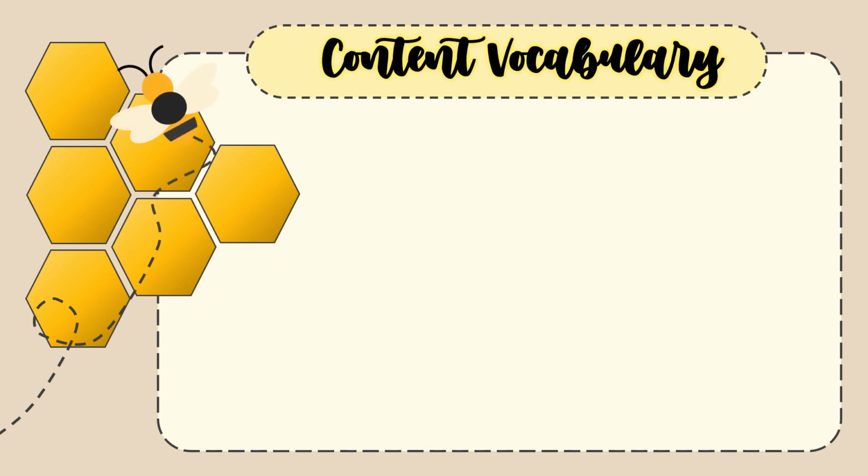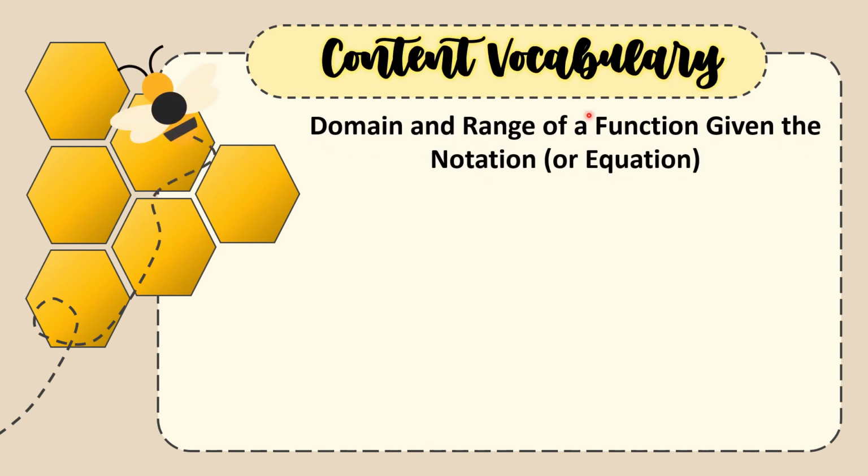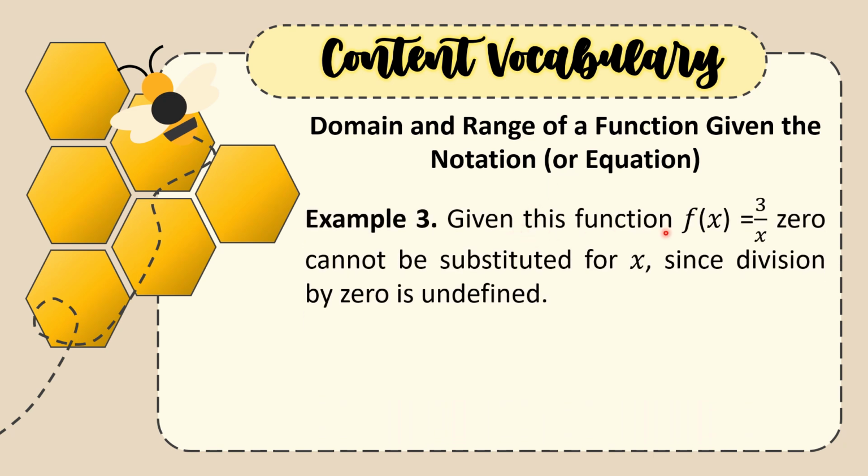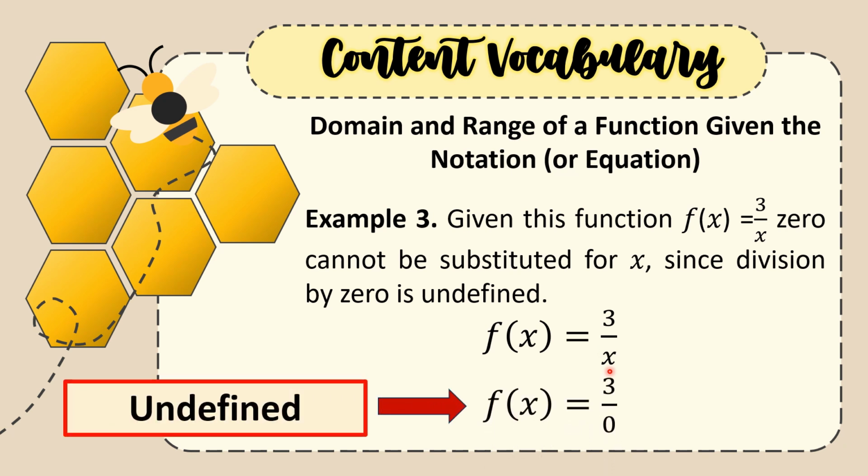Now let's proceed to the domain and range of a function given the notation or equation. For example number 3, given the function f of x is equal to 3 over x, 0 cannot be substituted for x since division by 0 is undefined. When you substitute x with 0, that is undefined, because any number divided by 0 is always undefined. Hence the domain is the set of all numbers except 0.